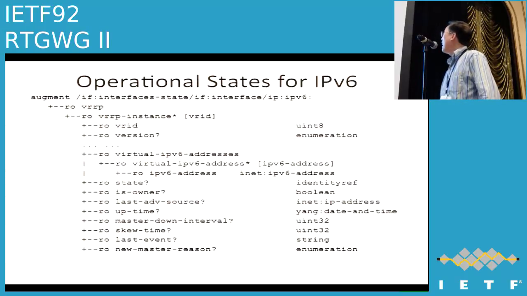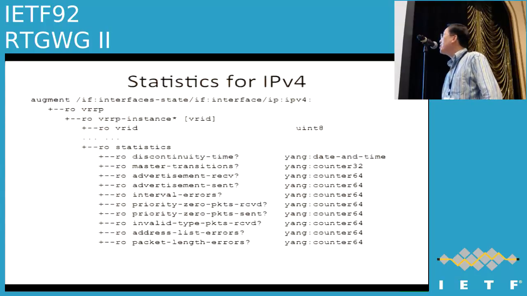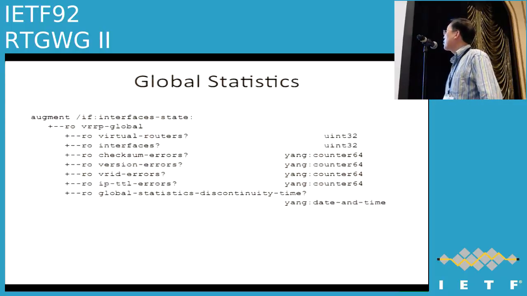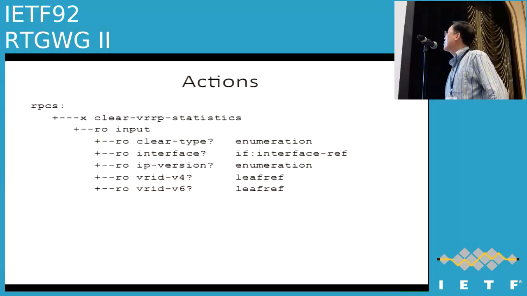We also have global statistics, which don't belong to any particular interface, so this is global. Next one. Here we have the action, which we can apply to a particular instance. Next slide, please. And we also cover the notification, so for any state change event or error, you can get a notification. Okay, next slide, please.